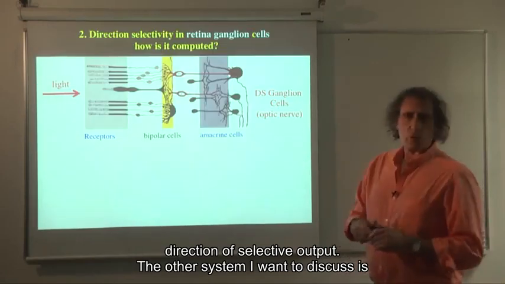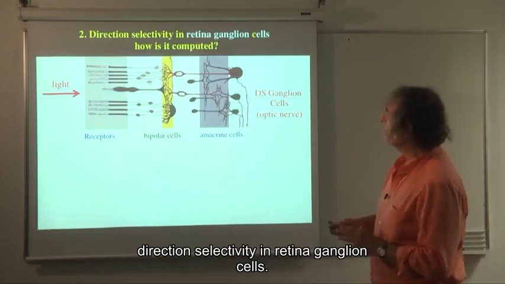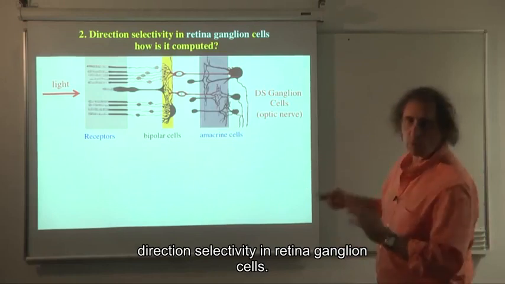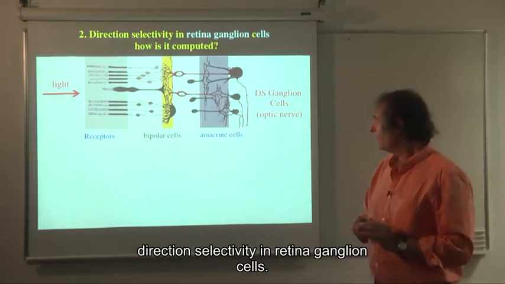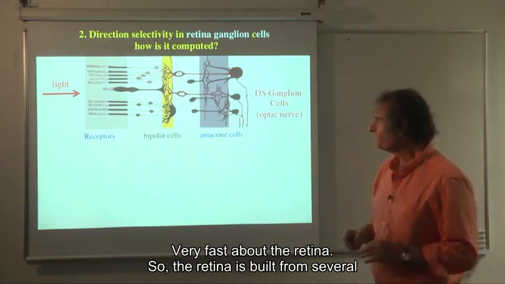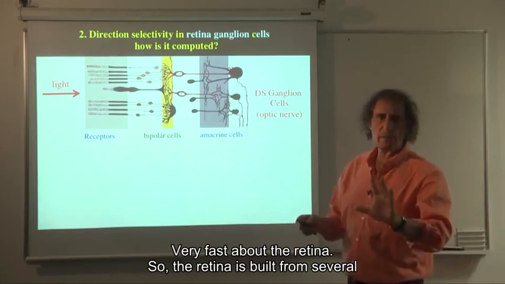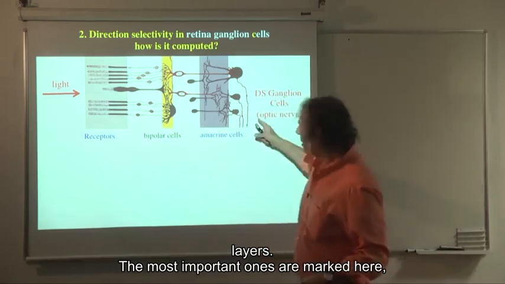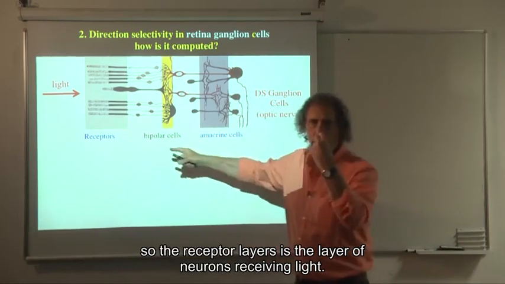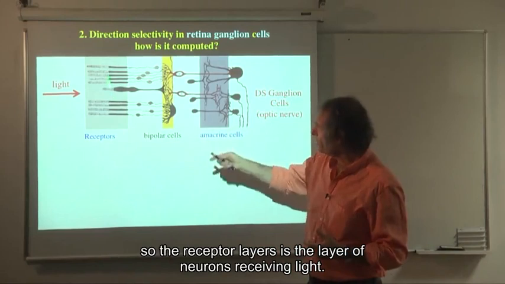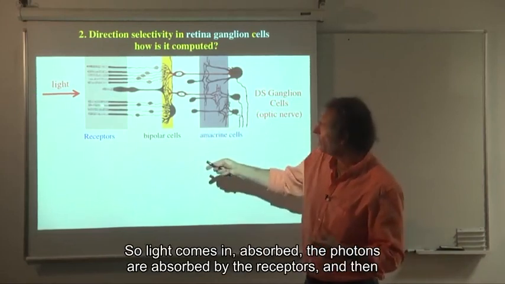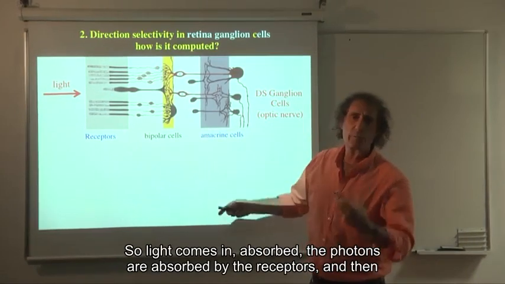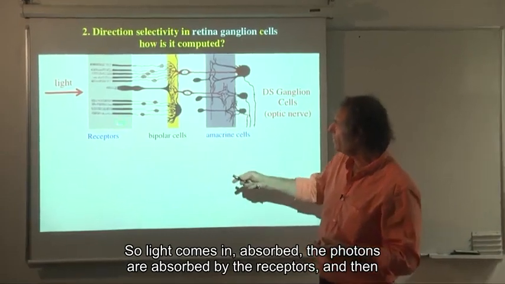The other system I want to discuss is direction selectivity in retina ganglion cells. Very fast about the retina. The retina is built from several layers. The most important ones are marked here. The receptor layer is the layer of neurons receiving light. So light comes in, the photons are absorbed by the receptors.